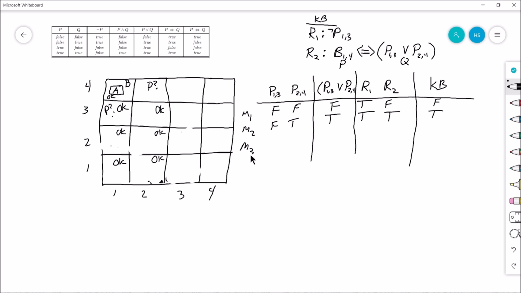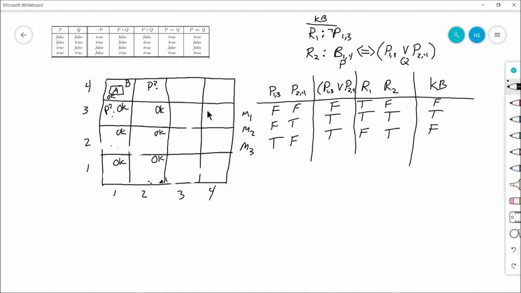What about the next model? Right? Pit in 1-3 and no pit in 2-4. That would make this part true. Now, does that satisfy R1? Well, the opposite of true, right? R1 is not P13, would be false. That invalidates the knowledge base. Now, is R2 satisfied? Yeah. Right, but the knowledge base itself is false.